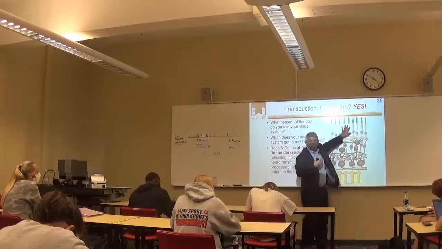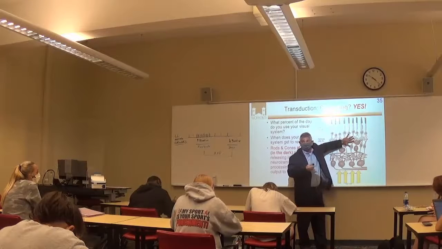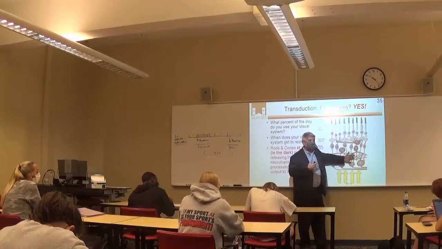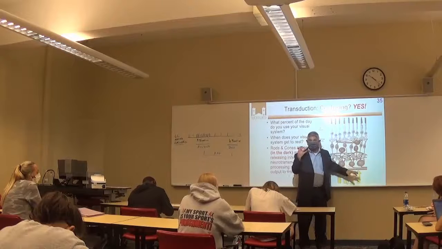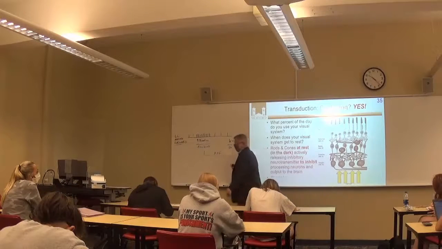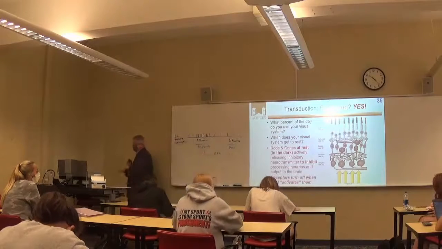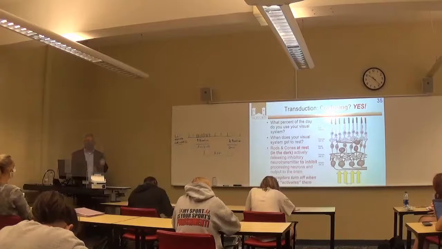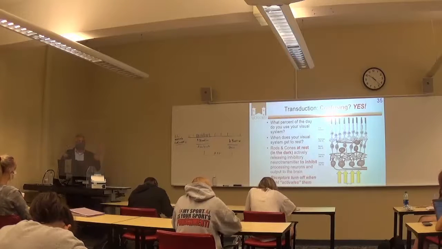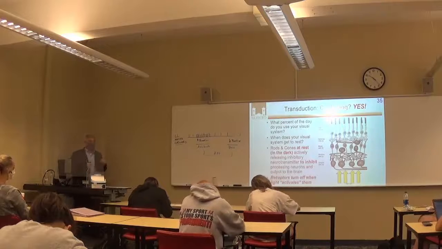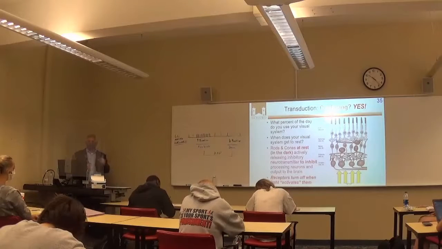When light comes in, it's going to stop the inhibition and allow signals to go to the brain, and now we see the light. So it's really kind of a backwards thing. The receptors turn off, and it's called the removal of inhibition. We're going to remove that inhibition, which allows action potentials to go to the brain.